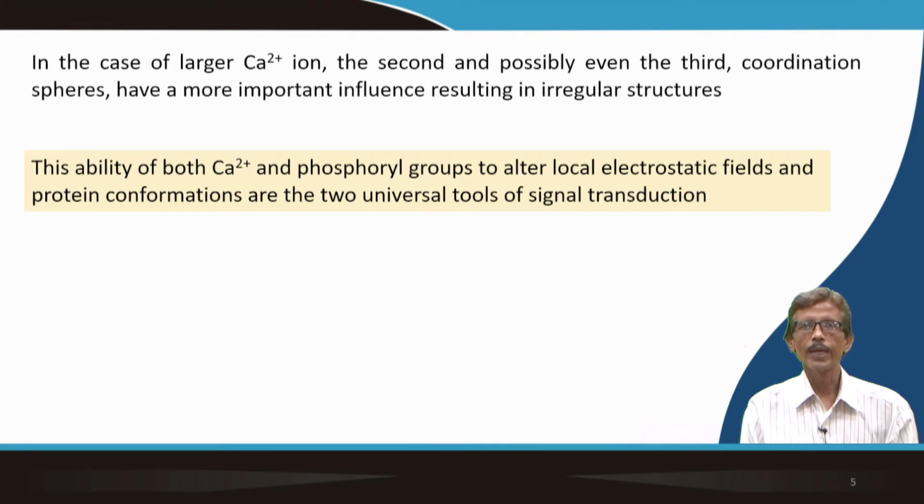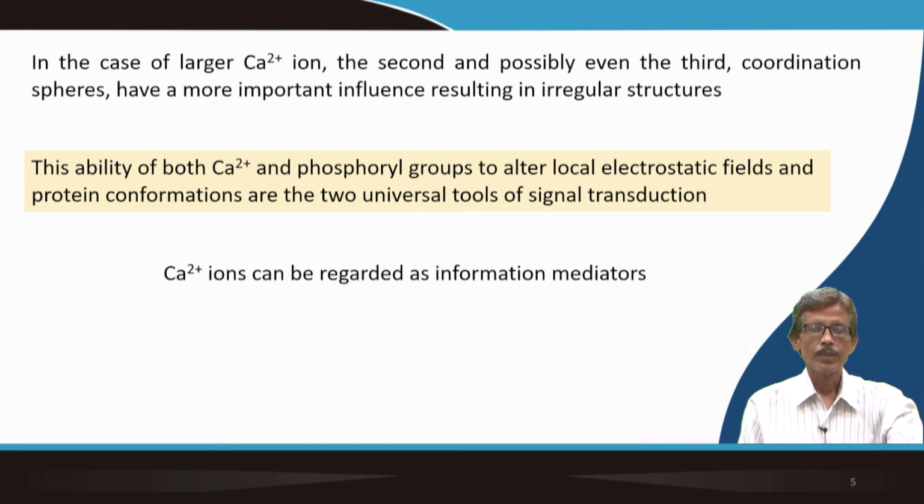So, if we go for any kind of signal transduction, we can find that we will have these interactions due to the presence of not only calcium 2 plus, but also the phosphoryl function. Then we find that calcium ion can be regarded as an information mediator. If it is giving some signals, calcium comes and binds to that particular protein system, then it can go for the corresponding mediation for the signal processing.